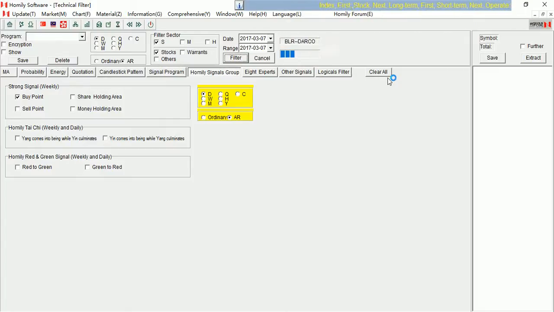But this one is difficult to find. You should know why. Because the green just turn to the red band, and the strong signal just the red candlestick just appear. So it's difficult to find. So let's filter. Only 3.